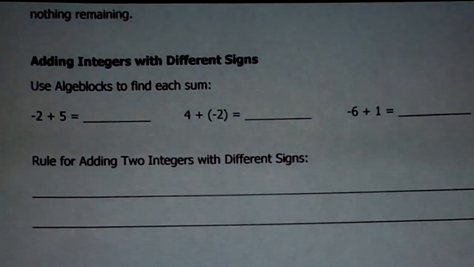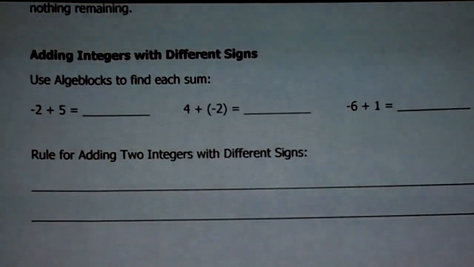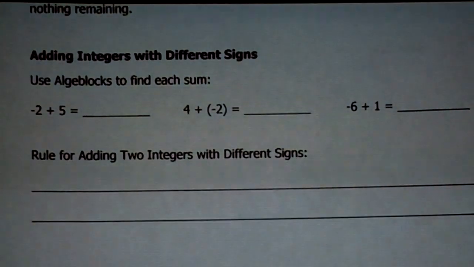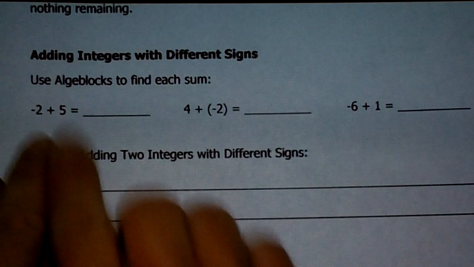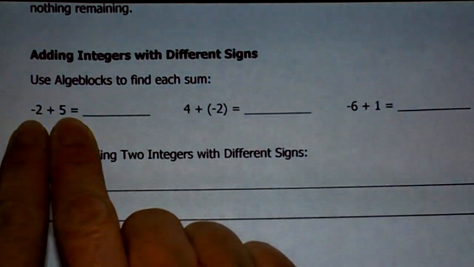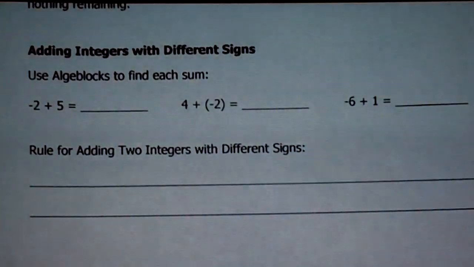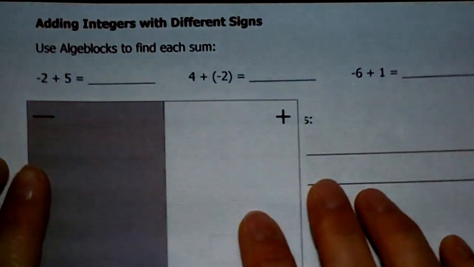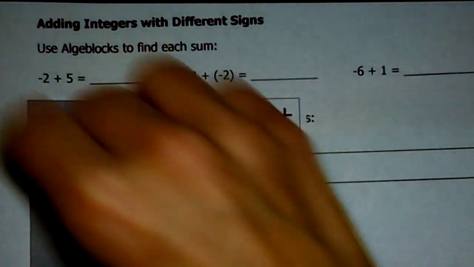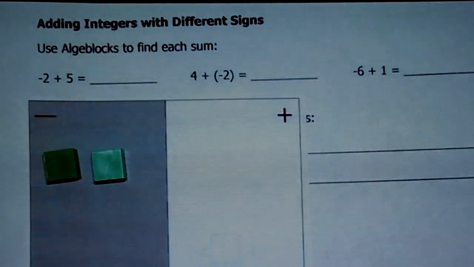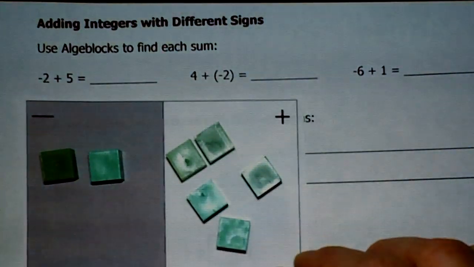So we've learned that when integers have the same exact sign, you just add the digits and keep the sign. We've learned that when you add opposites, you're left with nothing. Now we're going to learn what happens when you add not opposites, but opposite signs. So in this one, I have a negative 2 and a positive 5. So getting out my little algebra block mat here. If you have a negative 2 and a positive 5, I'll put those on the mat here.